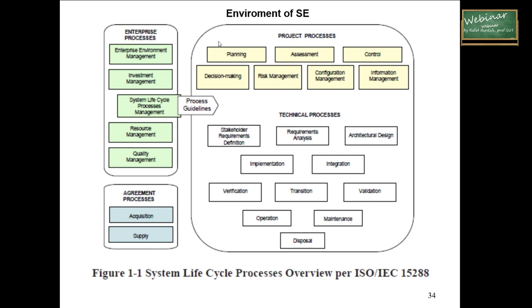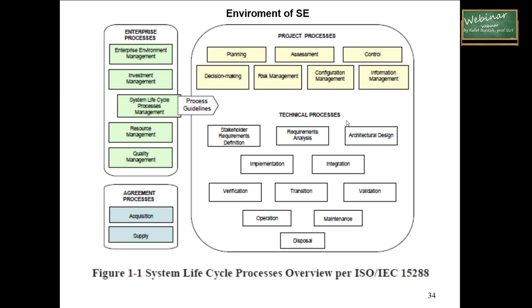Then we've got the project processes, because more of the companies started to work with project methodology. So we've got the next stages of the projects, which are planning, assessment and control, including decision making, risk management, configuration management, and information management. So this is the level of project management in our company, and it should also be considered as the natural environment of system engineering.